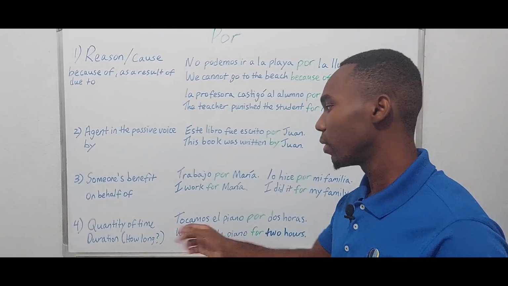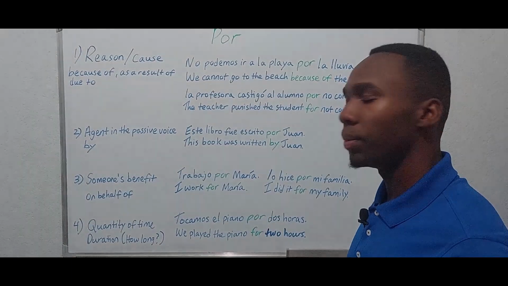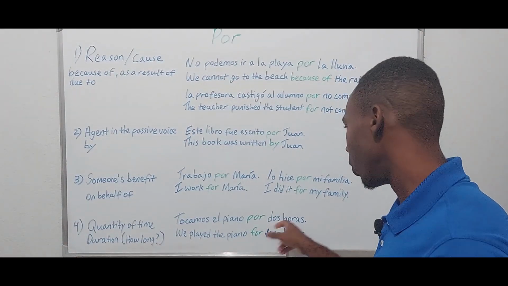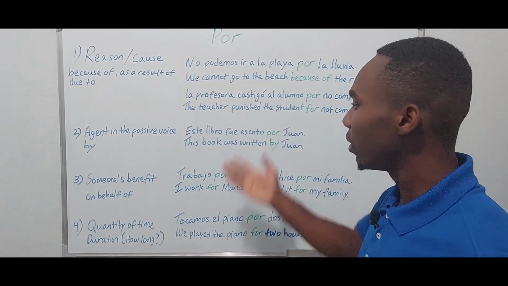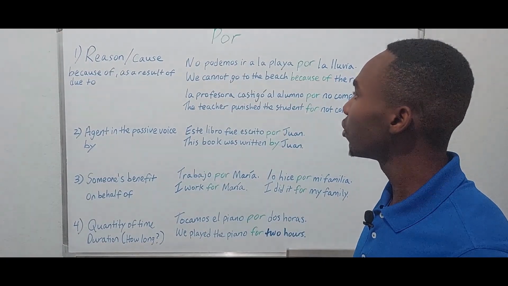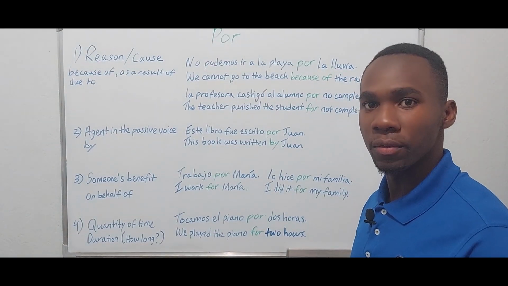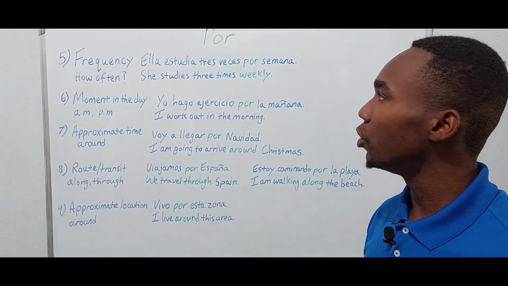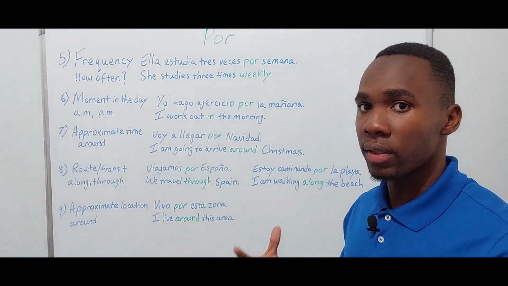And of course, you would ask the question of how long. So how long did we play the piano? Por 2 horas, for 2 hours, okay? So these are 4 contexts in which por is used, and we continue. So we move to use number 5, and it's still dealing with time.